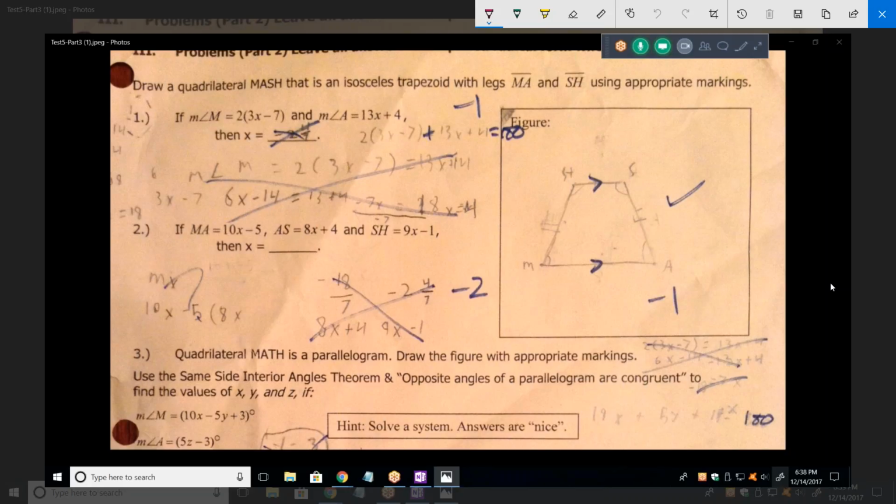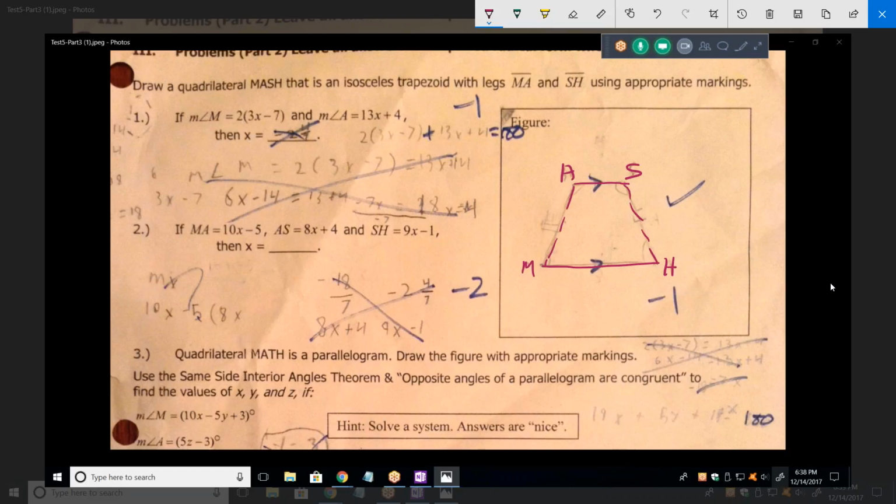All right, let's see. Draw a quadrilateral MASH that is an isosceles trapezoid with legs MA and SH. So what do I know about this trapezoid at this point? That it's isosceles. What does that mean? That MA is congruent to SH. Is equal. Equal, yeah. The measurement of it is equal.